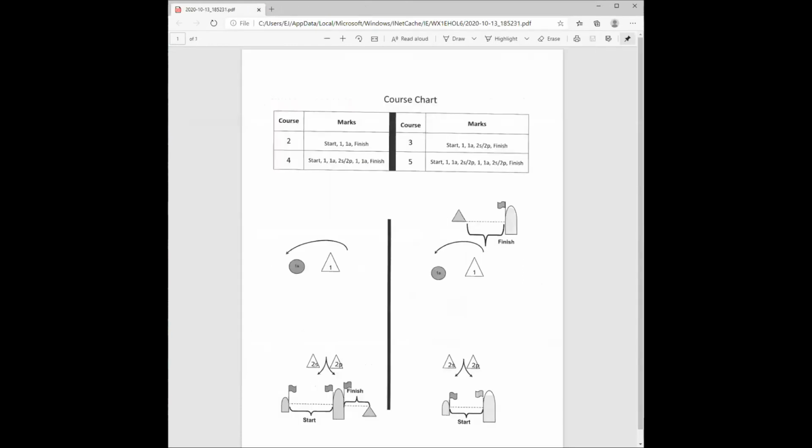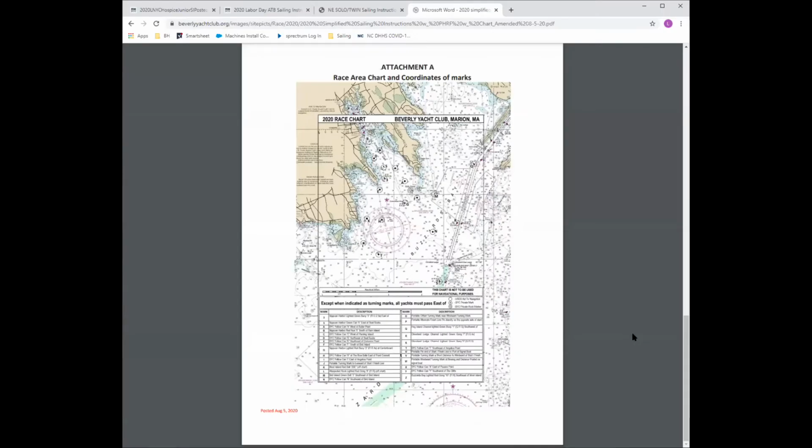A couple of others to show. Let me stop that share, do a next share. So you're going to have a course if you're doing an ocean race where basically they show you a chart and then they tell you what marks to round as part of that chart. Eric, you were commenting on that?